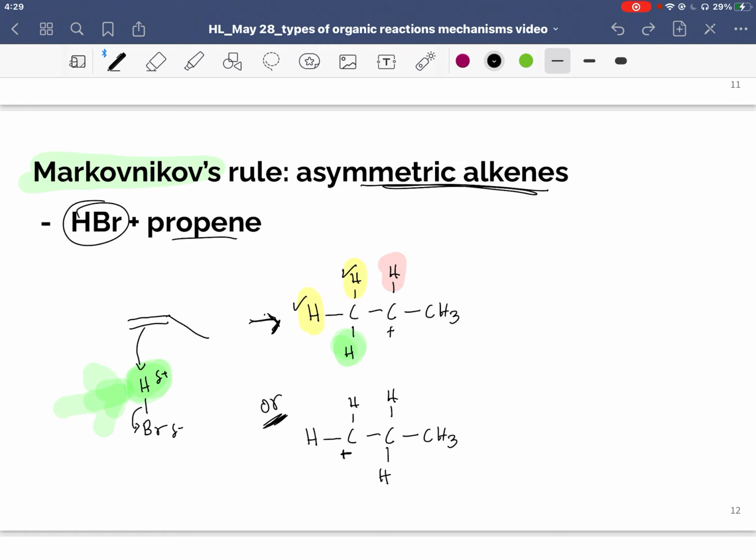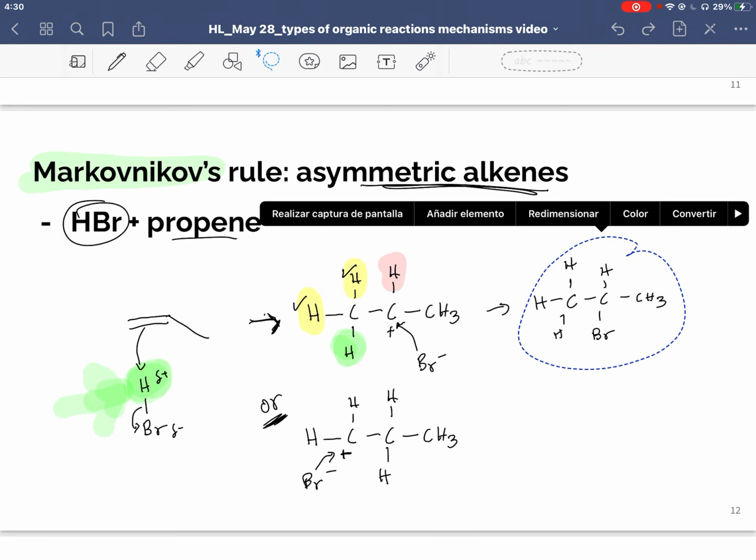So again, both of these will happen, and then Br minus will attack. I want to attack from way over there. Br minus will attack. We'll get our two products. And notice I have 3 carbons, so I could get a bromine in the middle on the second carbon. And that's it.